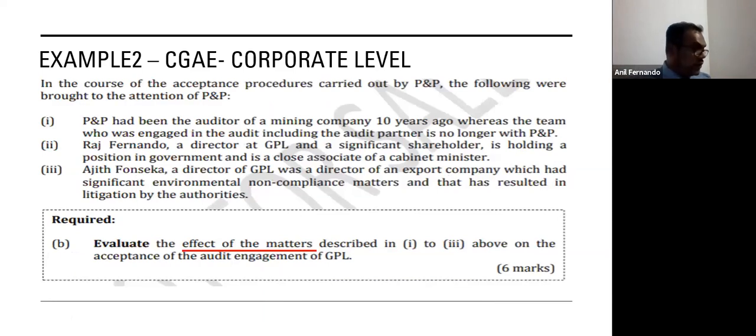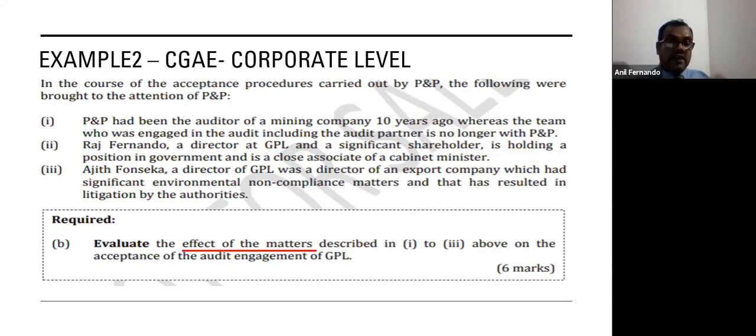Then example number 2, also from the same paper. In the course of acceptance procedures carried out by PNP, the following were brought to your attention. What are you supposed to do? Come to the requirement first. Required: evaluate. Before reading these 3 matters, note the word evaluate. The effect of the matters described in 1 to 3 is a higher order level evaluation on the acceptance of the audit engagement. So your boundaries are clear.